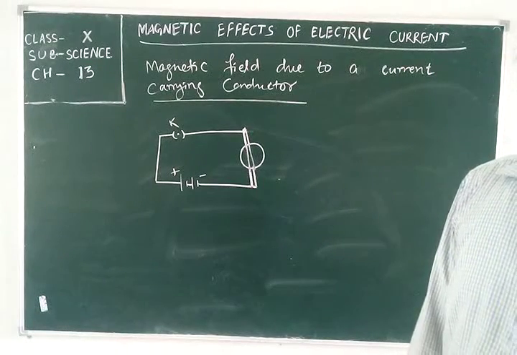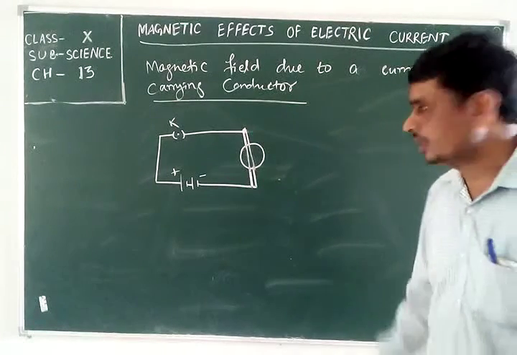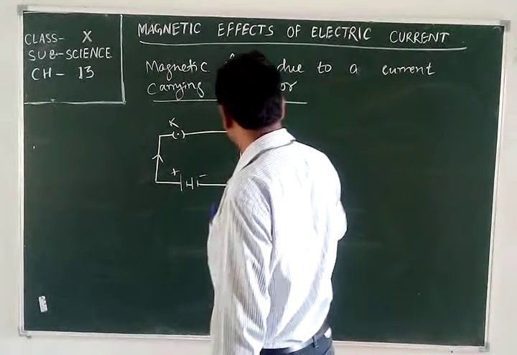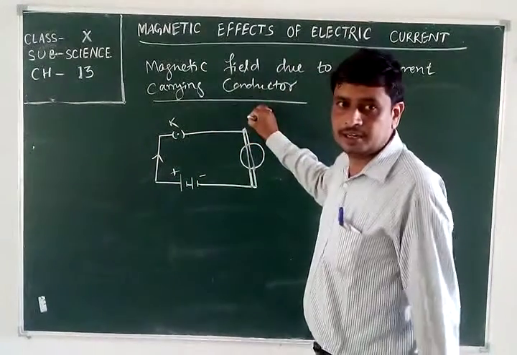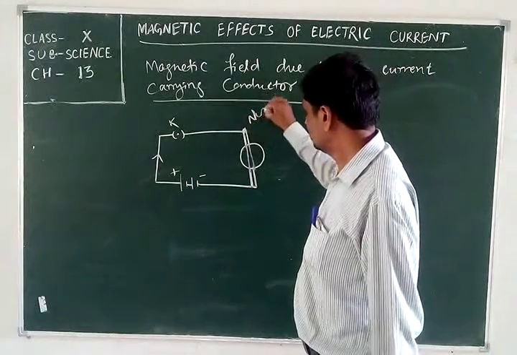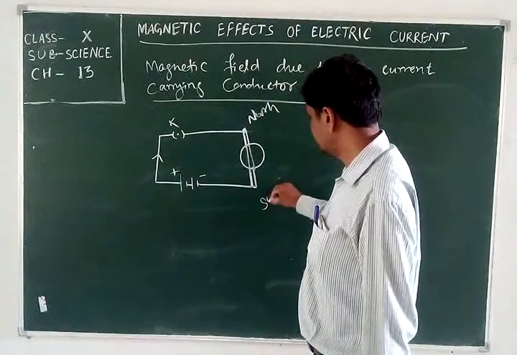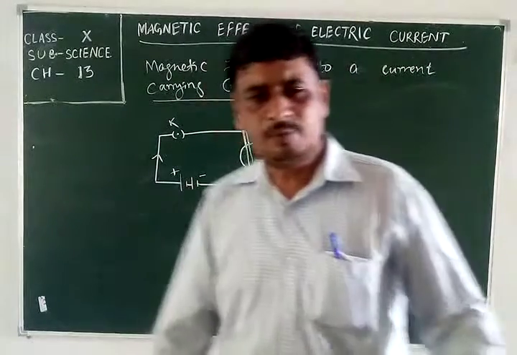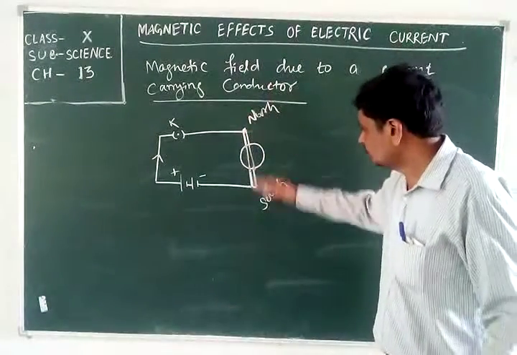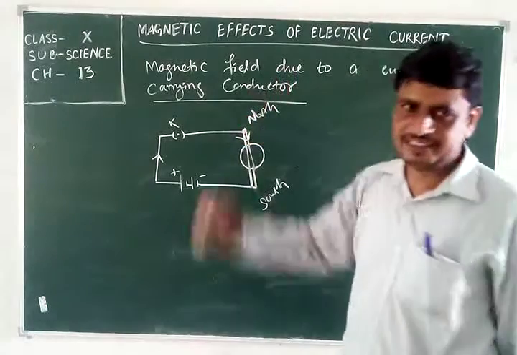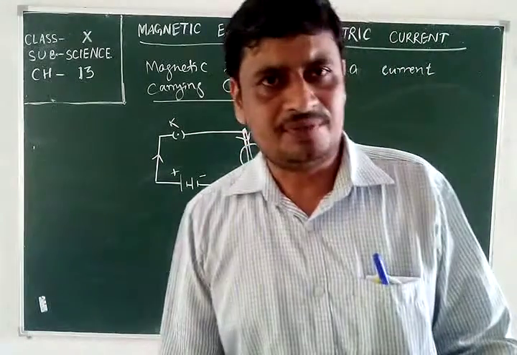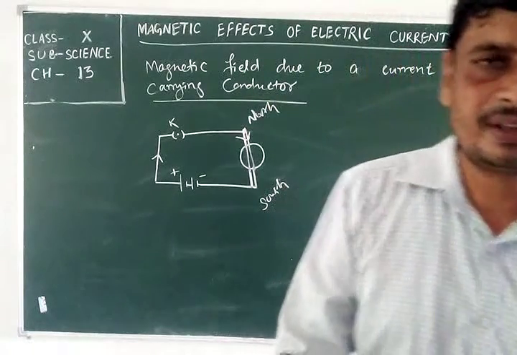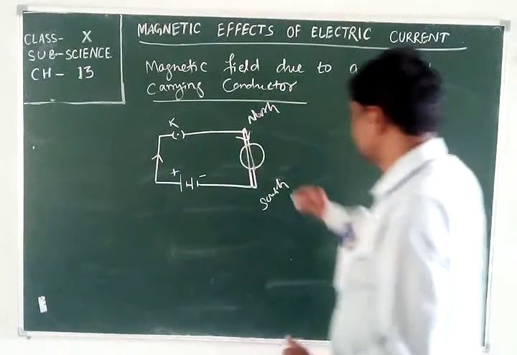Now we have to plug the key so that the current will flow through the circuit. This one is the north pole, this one is the south. When electric current flows from north to south in this direction, we'll observe the deflection of the compass needle in this direction.